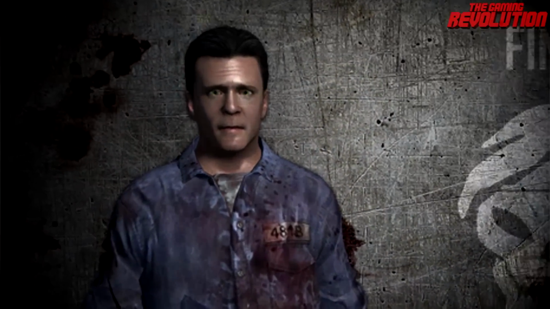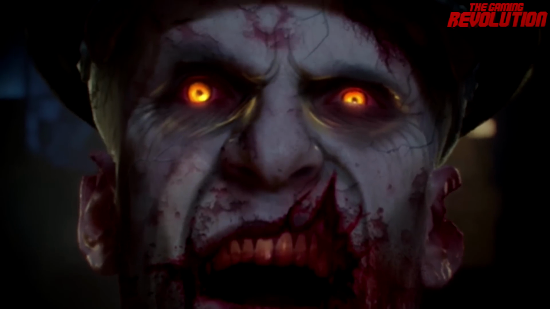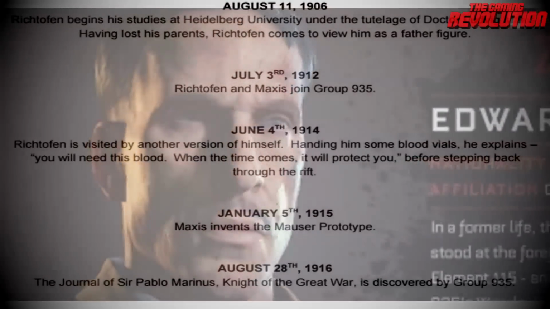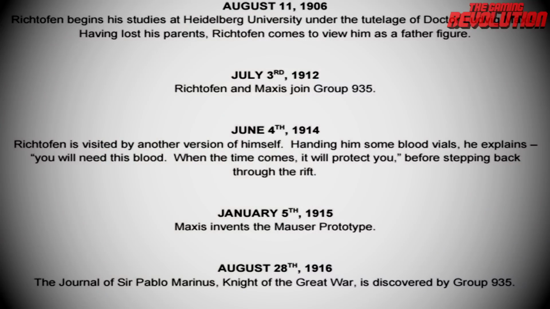Now, these blood vials are obviously of Sal and Finn from Mob of the Dead, which undead Richtofen collects for Primus Richtofen, who hands the blood to him prior to Origins. That's why Richtofen already has the blood prior to Origins.